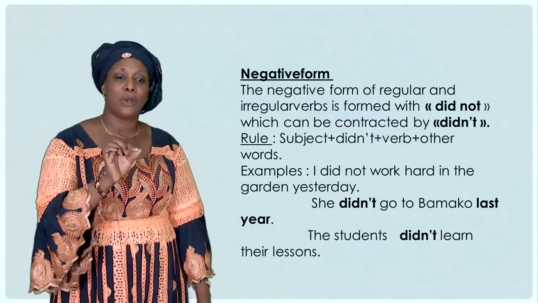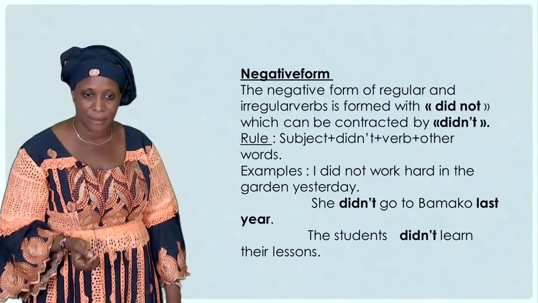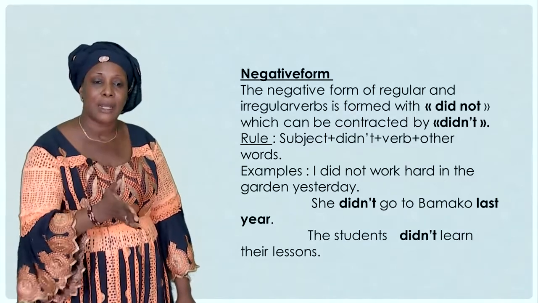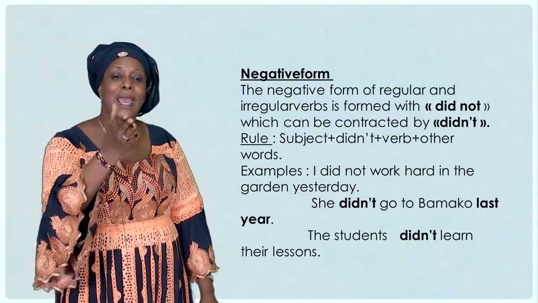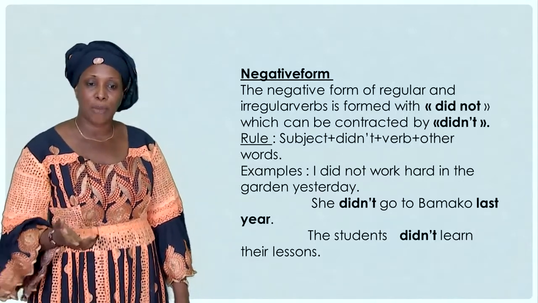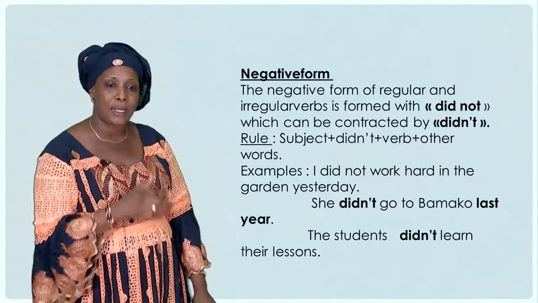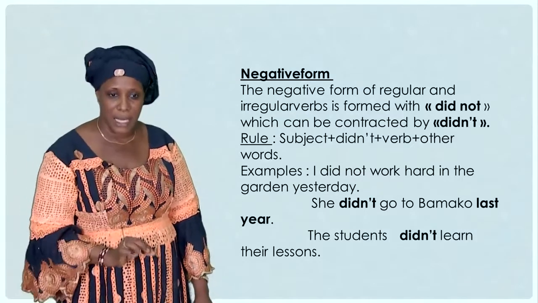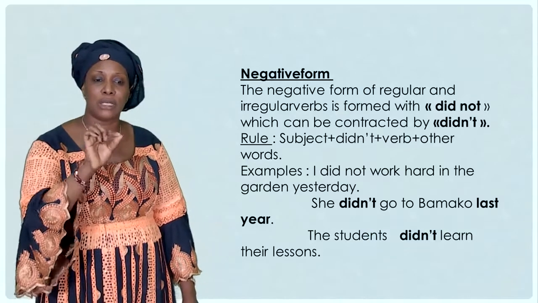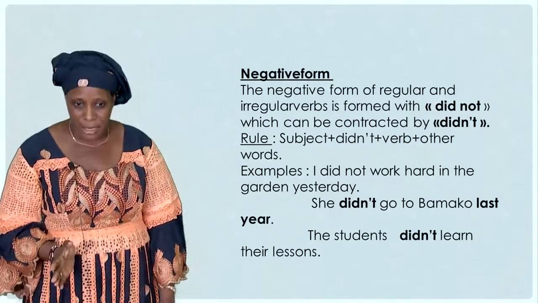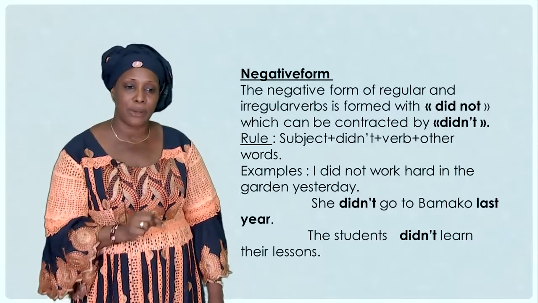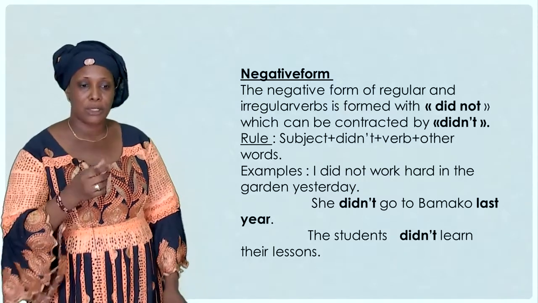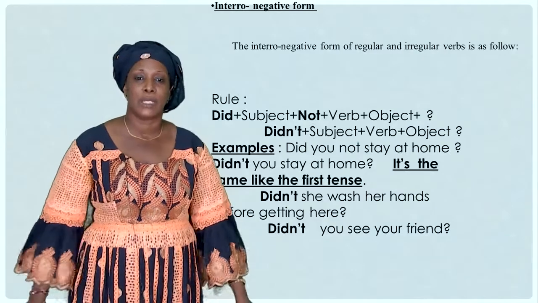Example: I did not work hard in the garden yesterday. You can use I didn't or I did not. Examples: She didn't go to Bamako last year. Or you can say she did not go to Bamako last year. The students didn't learn their lessons. Didn't or did not, it is the same.